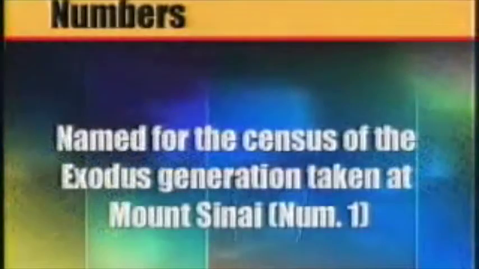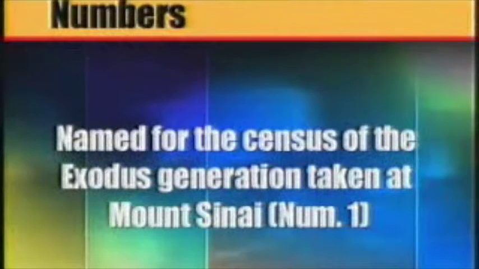That takes us to the book of Numbers. Numbers is named for the census of the Exodus generation taken at Mount Sinai, and for the census of the generation born in the wilderness taken on the plains of Moab. We find that in Numbers 26. The first generation proves faithless and dies in the wilderness, but the second generation comes to the promised land.